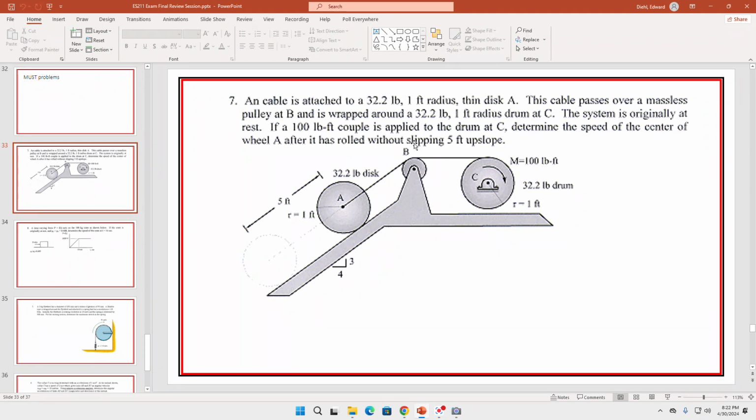The system originally at rest, the 100-foot couple is applied to drum C, determine the speed of the center after it is rolled 5 feet. That's going to be work energy, don't you think? Because they're talking about the distance that it's moved and its speed. So we don't want the acceleration.